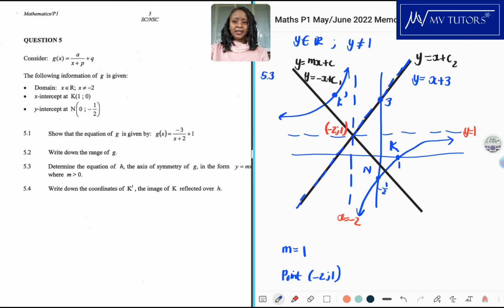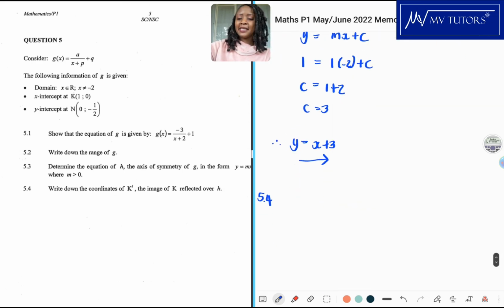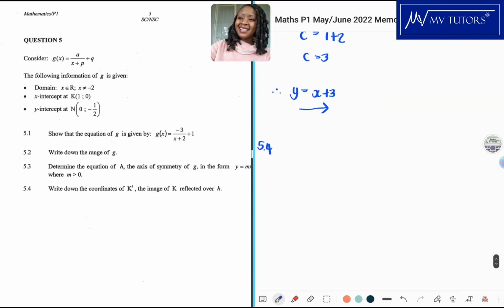This is smaller than -2. So whatever x value we get, it should be smaller than -2. And whatever y value we get should be above 3, close to 3. So how do we get it? Well, I know that K originally is (1, 0). So for it to get to K', what needs to happen?